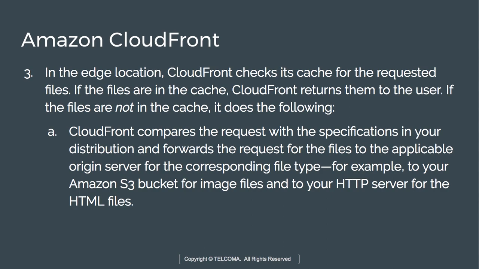Now if my request goes to the edge location, CloudFront checks its cache, whether the requested files are stored in the cache memory or not. Suppose the files are stored in the cache, then CloudFront returns them to the user. If the files are not stored in the cache, it has to follow a process. It compares the request with your specification in the distribution, then forwards the request for the files to the origin server, which is an S3 bucket or any web server. After that, it fetches the response and forwards it to you.